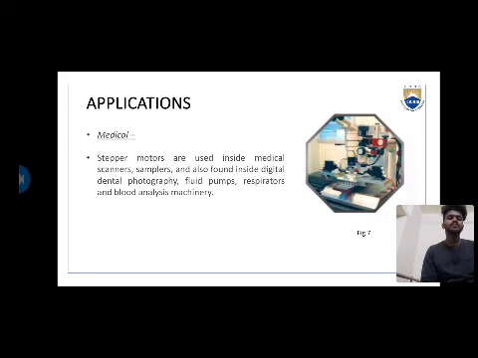Applications in medical. Stepper motors are used inside medical scanners, samplers, and also found inside digital dental photography, fluid pumps, respirators, and blood analysis machines.